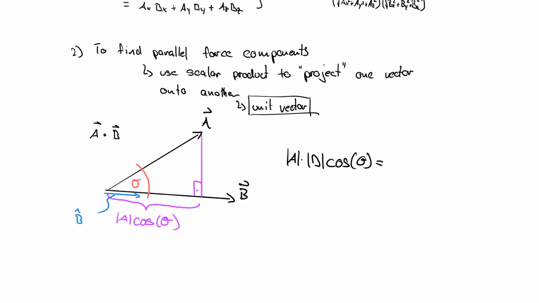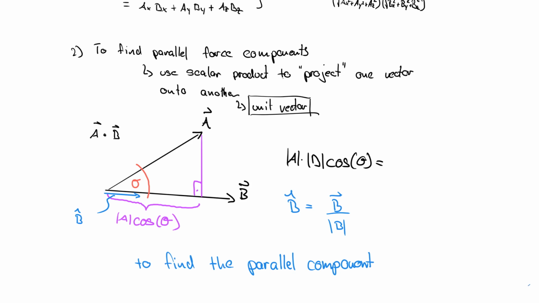So how do I get B hat? B hat is nothing else than B components, or the vector, divided by B magnitude. So that ultimately, if I want to find a parallel component, all you have to do is to say that A magnitude times cosine theta is multiplied by B divided by B magnitude.